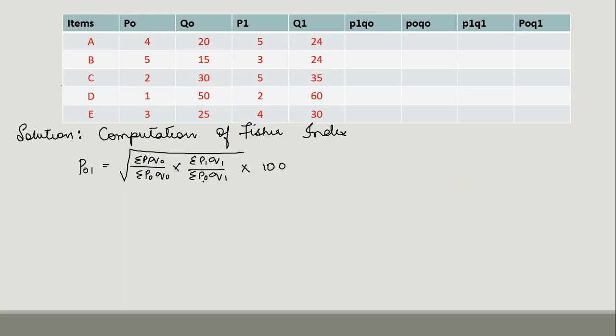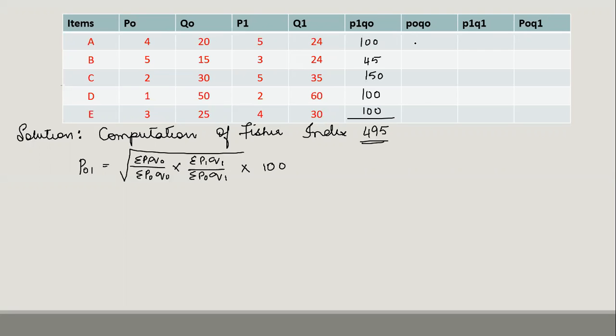We want all the information, so I have made the columns over here. We have to find the values of each item. How to find P1 Q0? It is the price of the current year into the quantity of the base year. I'll not waste much time explaining this because you already know how to find it. I'll just write the values: 100, 45, 150, 100, 100, and the total of this gives 495. That will be summation P1 Q0.